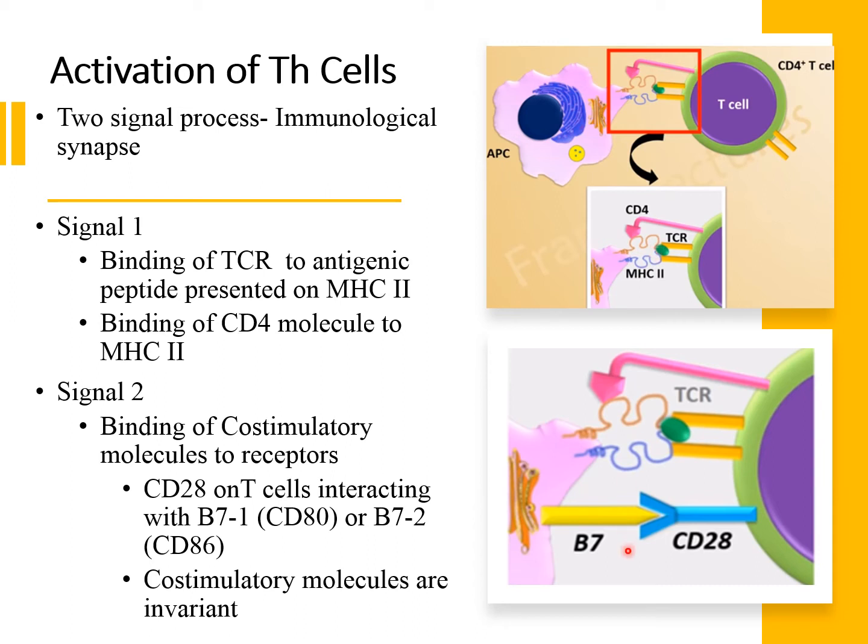The second signal is provided by binding of co-stimulatory molecules to their respective receptors. Like CD28, a co-stimulatory molecule present on the surface of T cells, which interacts with the co-stimulatory receptors present on the antigen presenting cells, that is B7 or CD80. Both these signals result in release of cytokines, which then results in activation and proliferation of T helper cells.